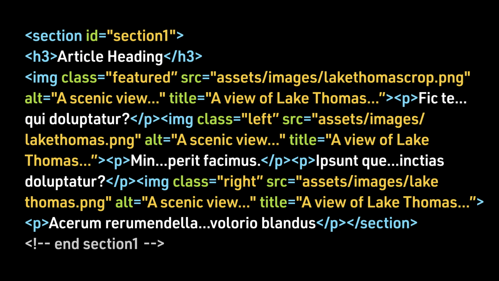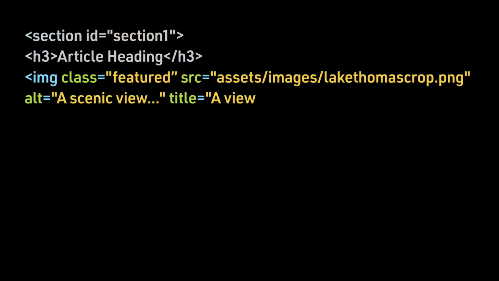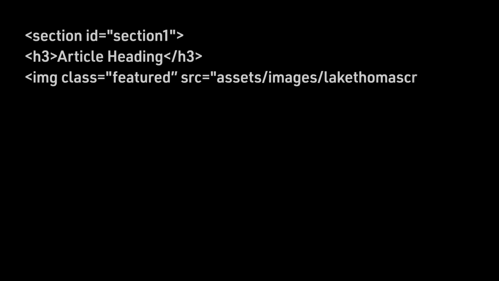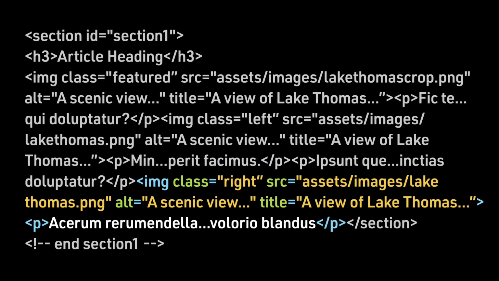Because we have three images and we will be styling them differently, we added class attributes so that they can be targeted individually. Our featured image will display just after our article heading and span the full width. It is a crop of the image we used for demonstration purposes in our last video. The left image is floated to the left so that the text can wrap around it, and our right image is floated to the right so our text can wrap around it.